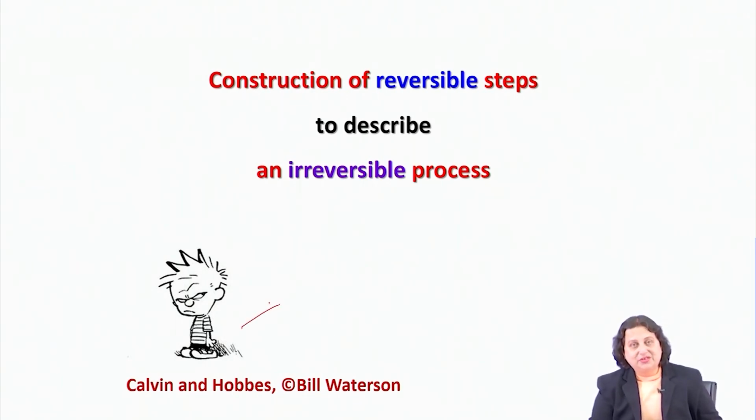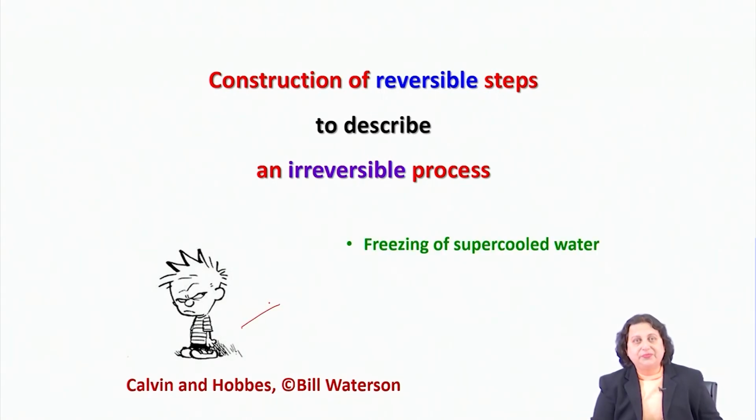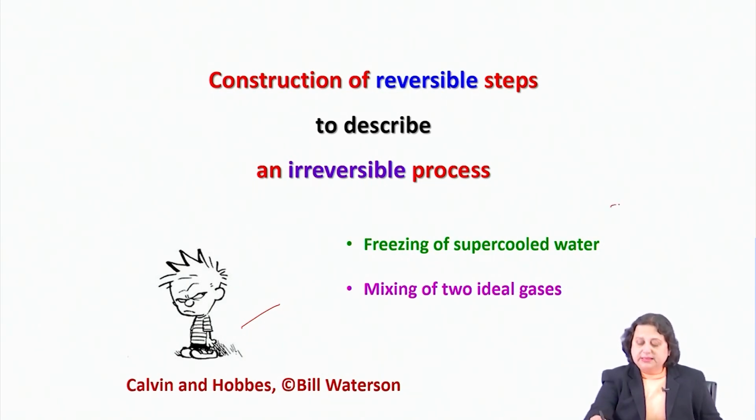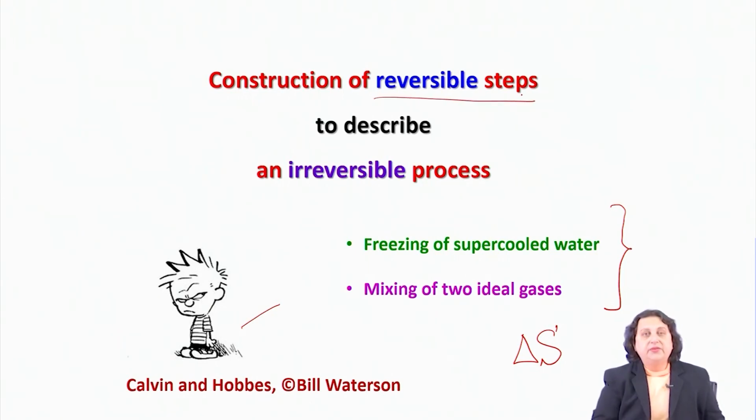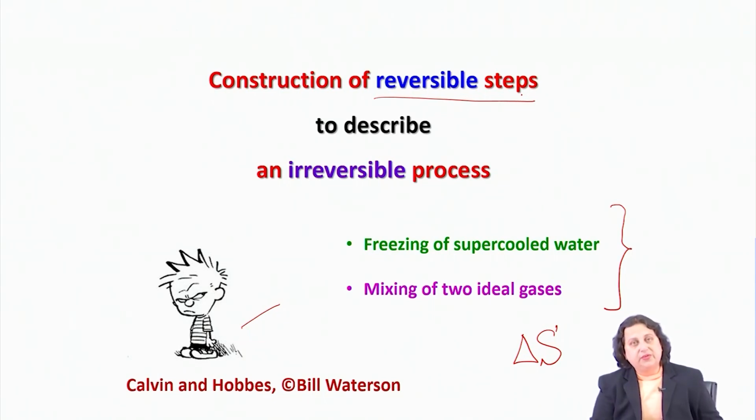So, what kind of irreversible processes have we talked about? We have talked about the freezing of supercooled water, and also we have talked about mixing of two ideal gases. And we found that in both the cases, we are able to find the change in entropy between the initial and the final state by constructing reversible steps between the initial and the final state given for the process.